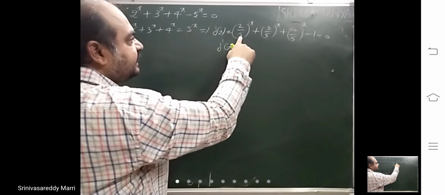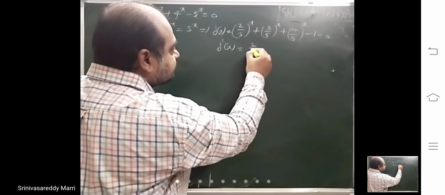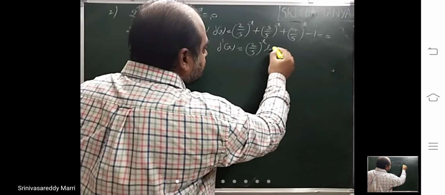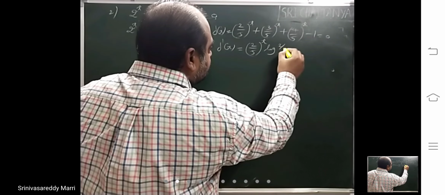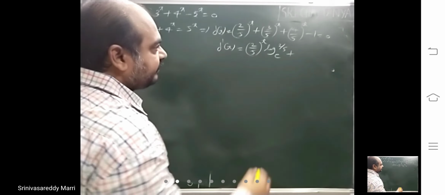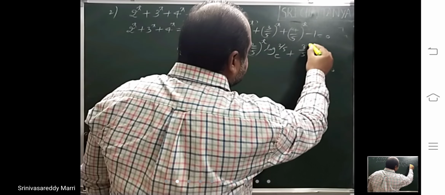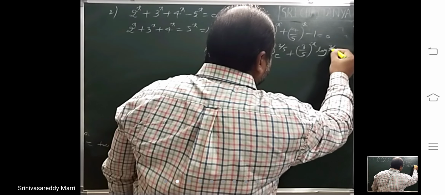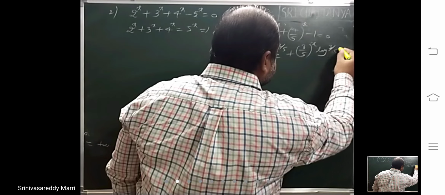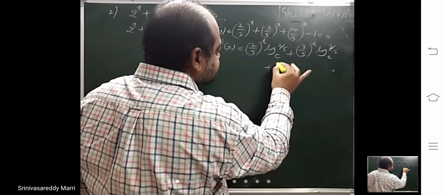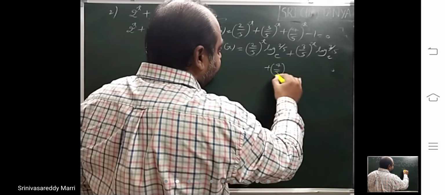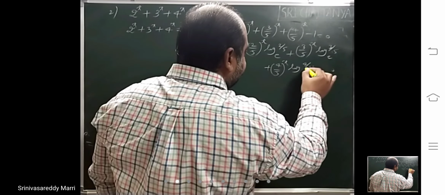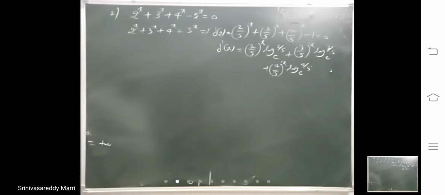It is nothing but the derivative of a power x, which is a power x log a. So, 2 by 5 to the power x log 2 by 5 to the base e, plus 3 by 5 to the power x log 3 by 5 to the base e, plus 4 by 5 to the power x log 4 by 5 to the base e. This is the derivative.